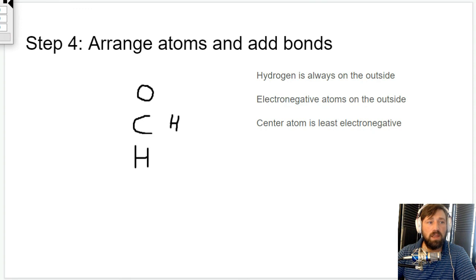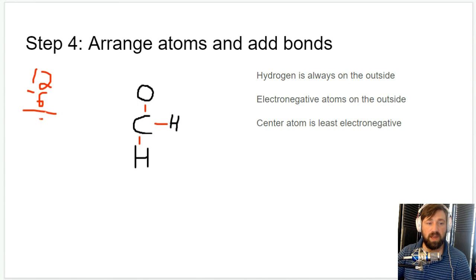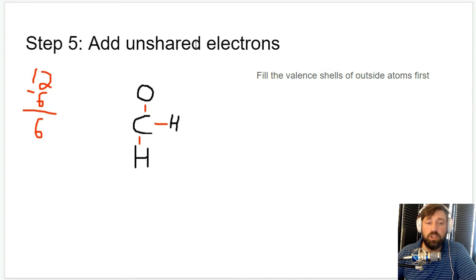So this is going to be our basic setup. We know that there's going to be at least 1 bond. So I'm going to draw my bonds in red. There's going to be 1 bond here, 1 here, and 1 here. We know that this carbon is bonded to all 3 of these atoms, 2 hydrogens and oxygen. So how many electrons did I just use right there? Well, each bond is 2 electrons. So this is going to be 1, 2, 3, 4, 5, 6. So I have a total of 6 electrons that I used. Remember, I started with 12, and I'm taking away 6, so I have 6 electrons left that I can play around with. The next step is going to be to add all the unshared electrons.